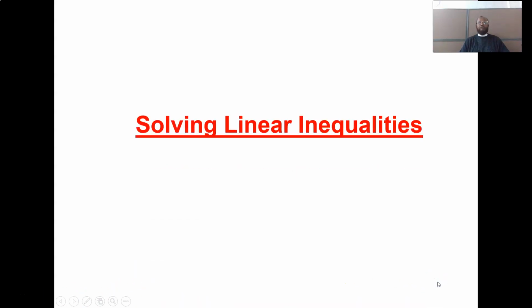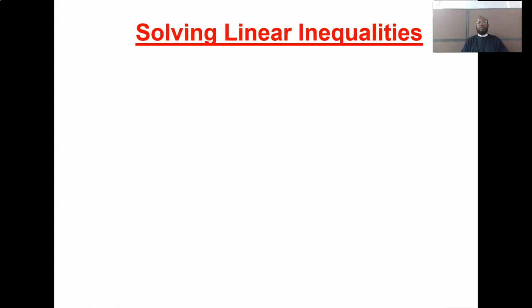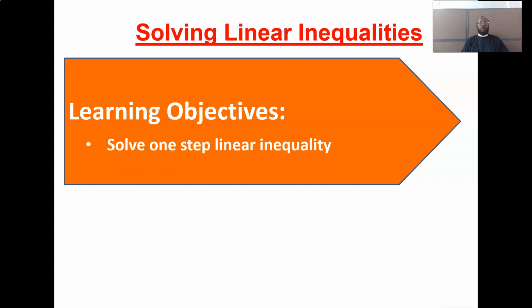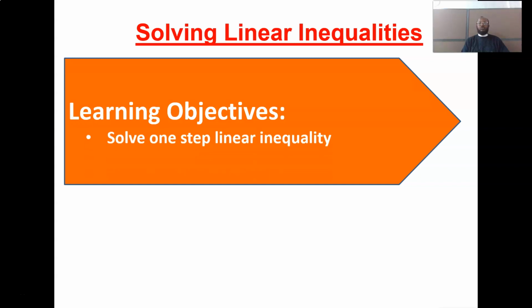The lesson we're going to do today is linear inequalities, how to solve linear inequalities. Our learning objective, we've got one learning objective today: to solve one-step linear inequalities. So let's start.